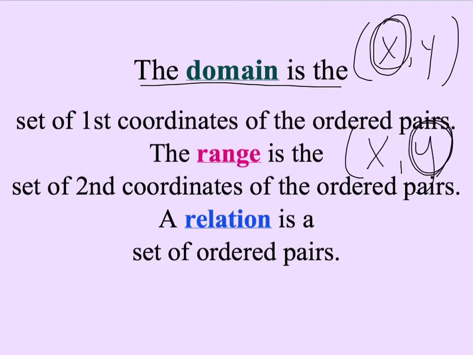The relation is a set of ordered pairs. For example, if you have an ordered pair and another ordered pair, you have a set of ordered pairs, which is called a relation.